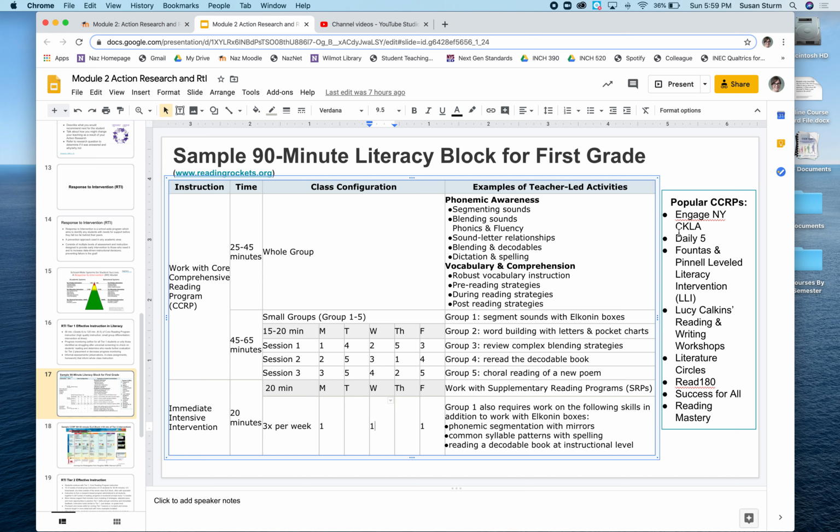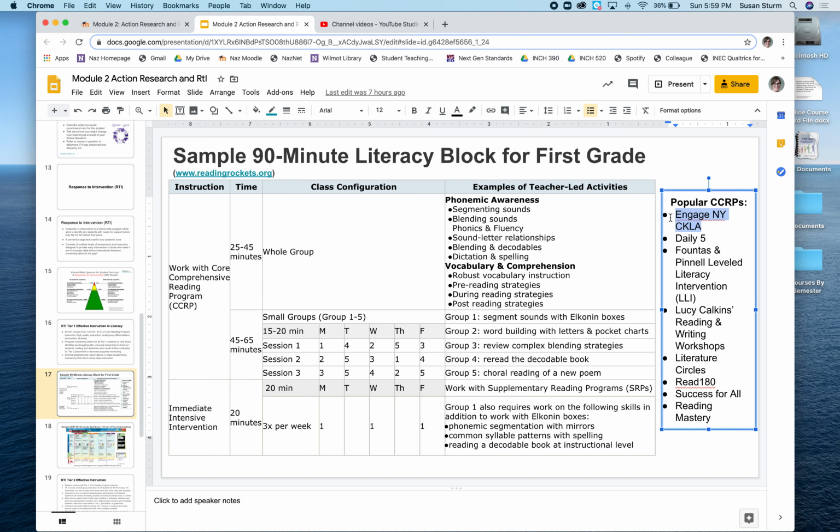Some really popular core comprehensive reading programs include the Engage New York modules, Daily 5, the Fountas and Pinnell Leveled Literacy Intervention, Lucy Calkins Reading and Writing Workshops, Literature Circles, Read 180, Success for All, Reading Mastery. These are all curricular programs that satisfy this core comprehensive reading program.